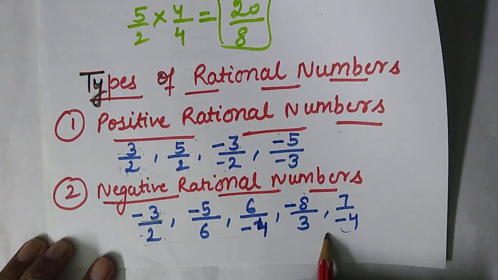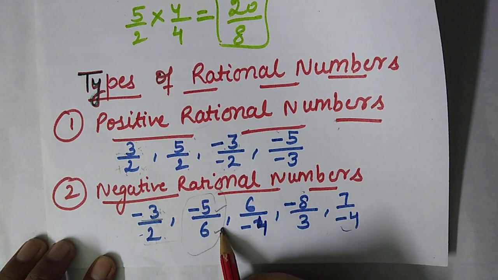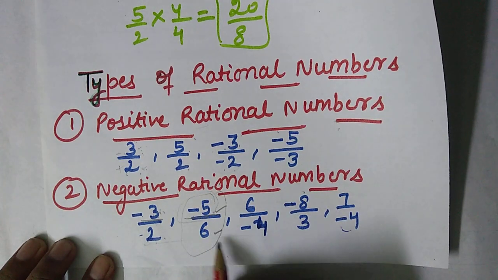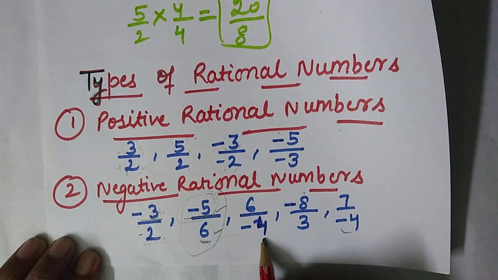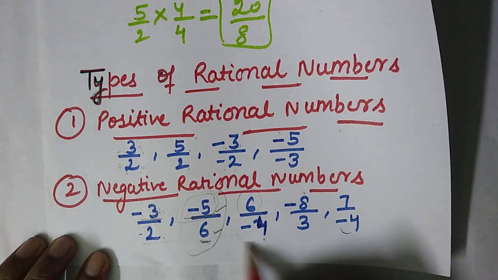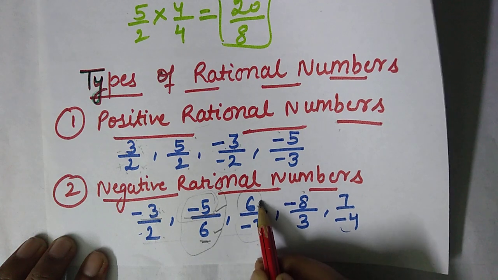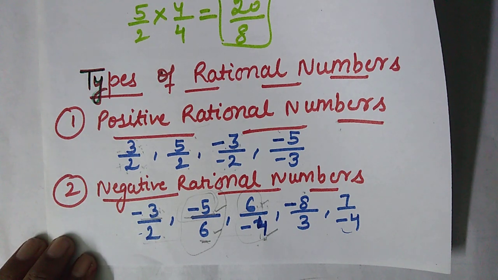These are the examples given. If I am taking this example, minus 5 by 6 is a negative rational number, as this numerator is negative and this is positive. Same here, 6 over minus 4 is also a negative rational number. This numerator is positive and this is negative. So this is a negative rational number, as numerator and denominator have different sign. Okay, so these are the two types of rational numbers, positive rational numbers and negative rational numbers.